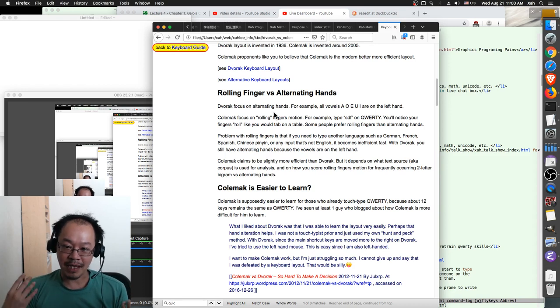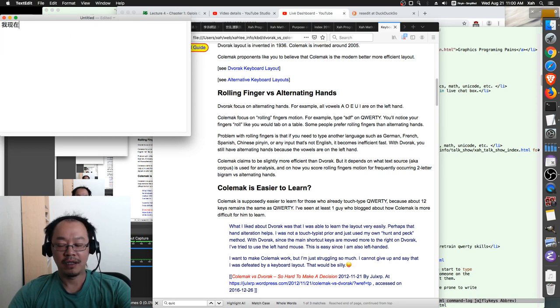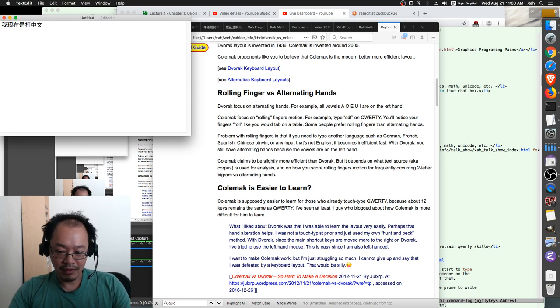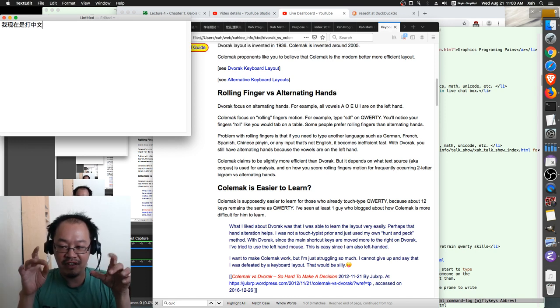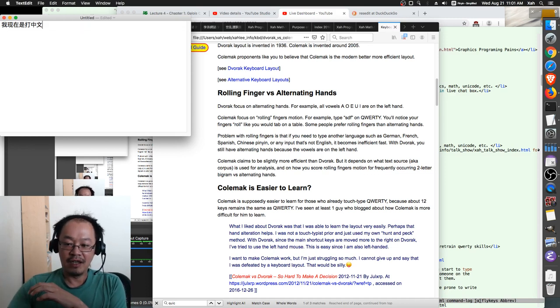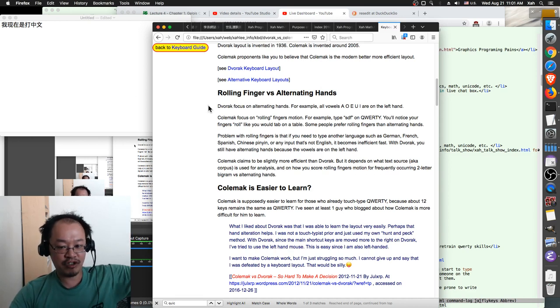So I sometimes have to type Chinese. For example, that's Chinese, 中文, okay. So that's not English. So you don't have the efficient rolling fingers anymore. So all the efficiency advantage of Colemak gets whacked and goes away immediately. Same thing with French. If you type French, German, any language, anything that's not English, okay?